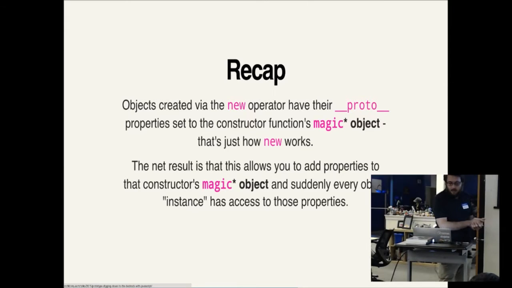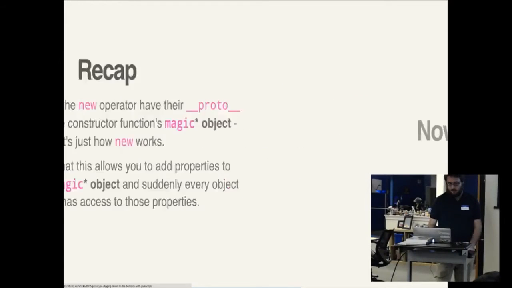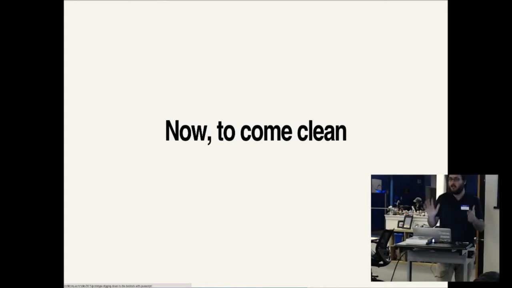So to recap, when we use the new operator, we set that proto property to the constructor function's magic object, and that's just what new does. And the net result is that you can add properties to that magic object, and now all of a sudden all your instances are able to access it. Okay, so now I'm going to explain the magic thing.